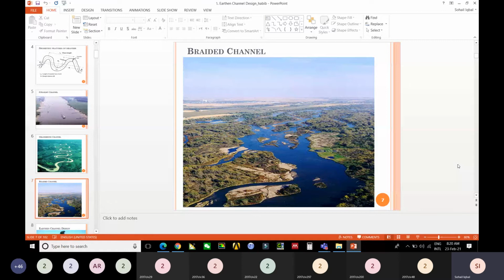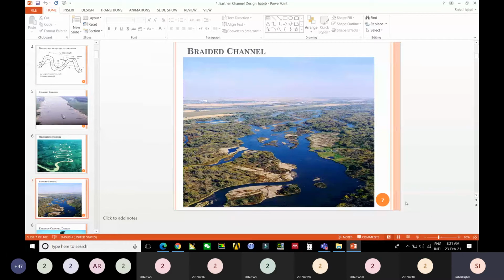Braided channels form because of alluvial conditions. What is a braided channel? It consists of a network of river channels separated by small, often temporary islands, and it occurs in rivers with weak banks. The river here has very weak banks, so just like a meandering river it keeps changing its direction with the passage of time.